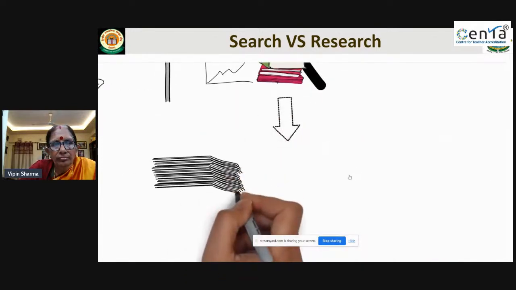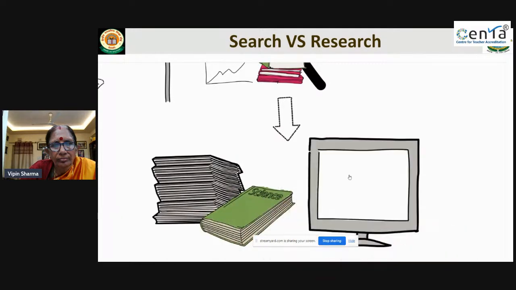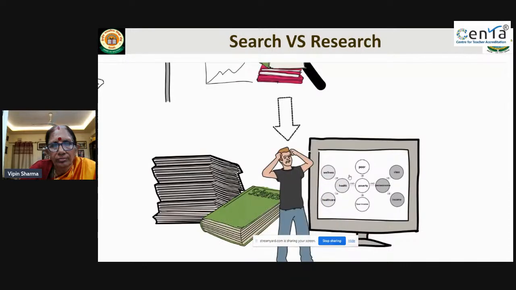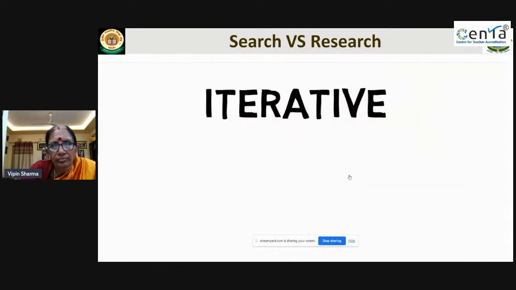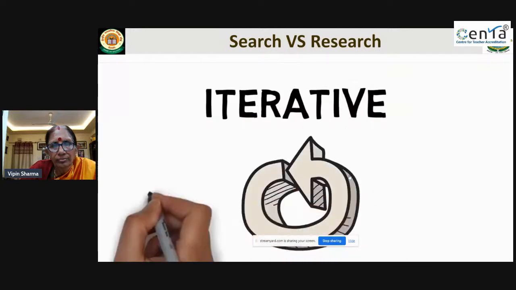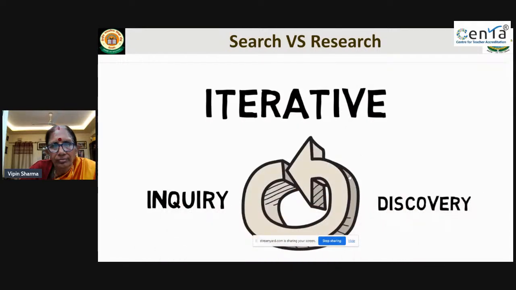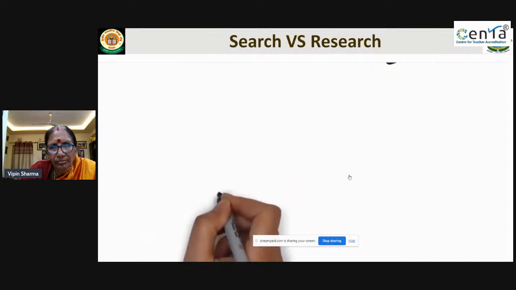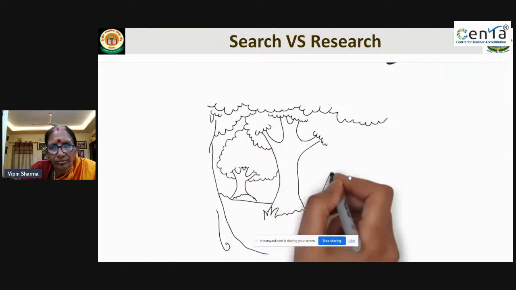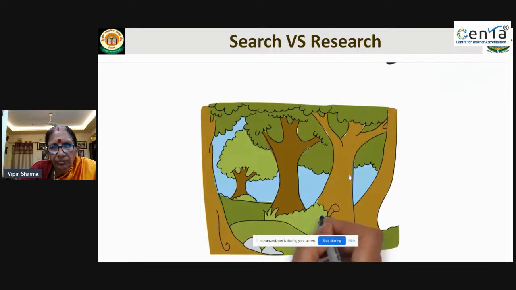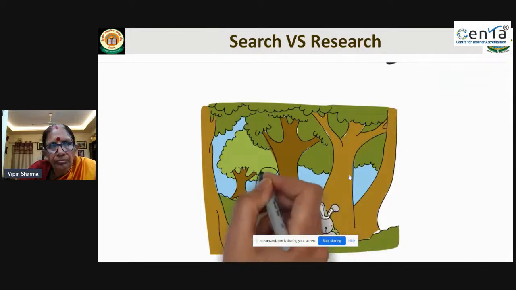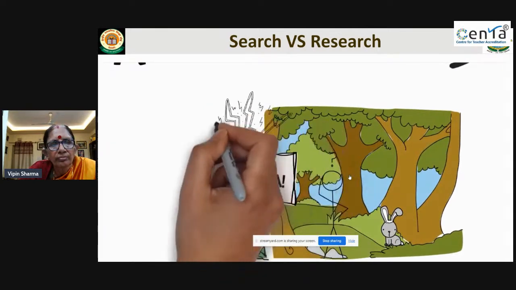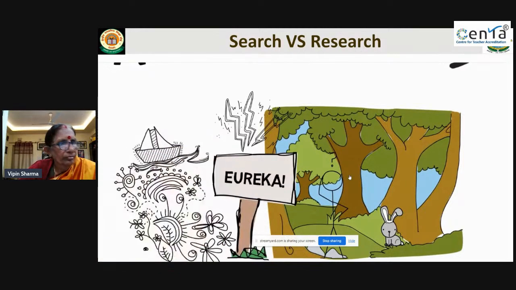Research involves using multiple resources, trying different search keywords, and thinking critically about the information you have found. Research is iterative. It is not a straight line, but a cycle of inquiry and discovery. If search is a car ride that takes you from point A to point B, research is a stroll through the woods. There might not be a clear direction or destination, and you might get lost or need to double back multiple times. But it will also take you to unexpected and interesting places.